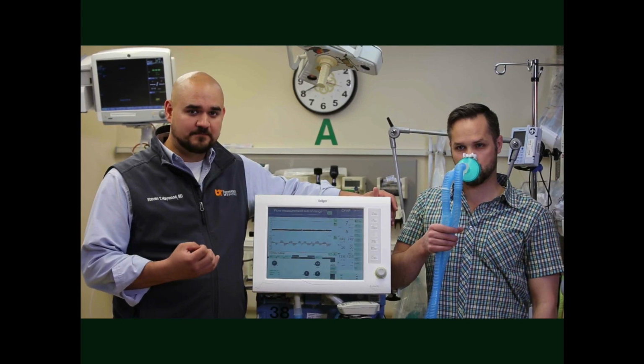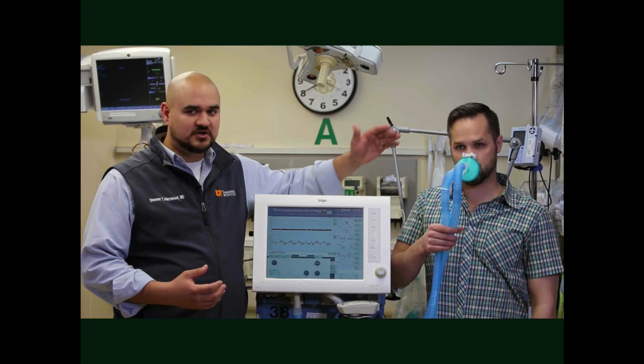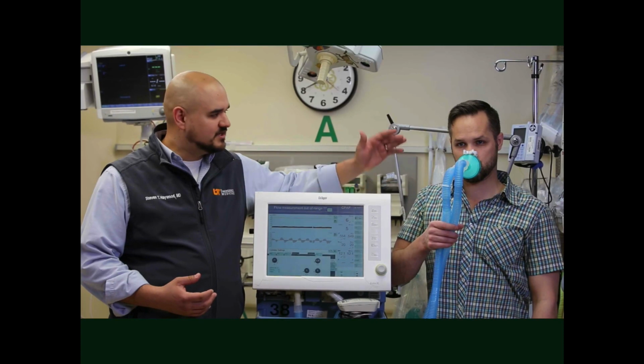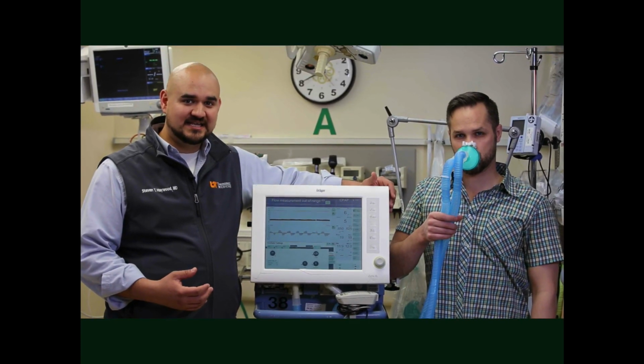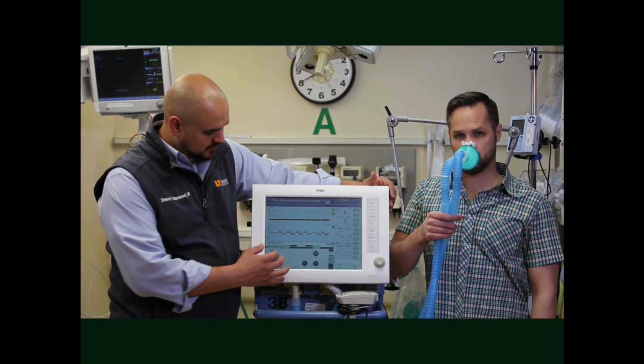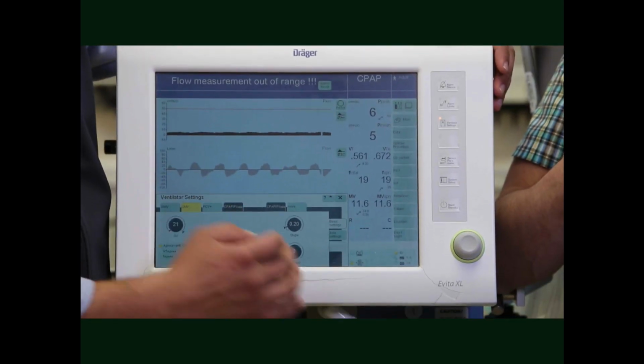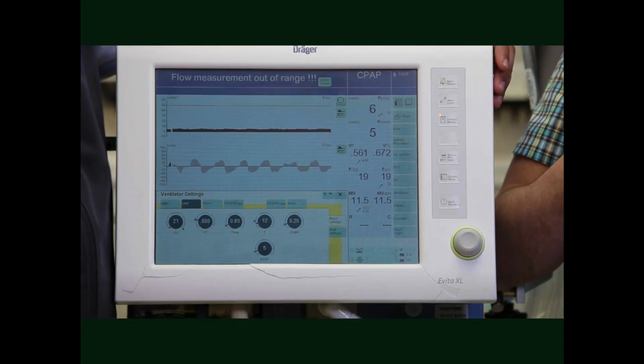importantly, minimize harm. So when you go to your vent, the first thing you want to do is measure your patient. We've already measured our patient, Dr. Atherton, and he is 70 inches tall, and that's very important. You're going to go to your vent, and you're going to place them in assist control mode of ventilation.